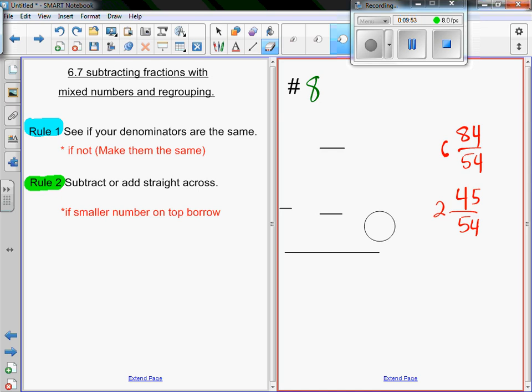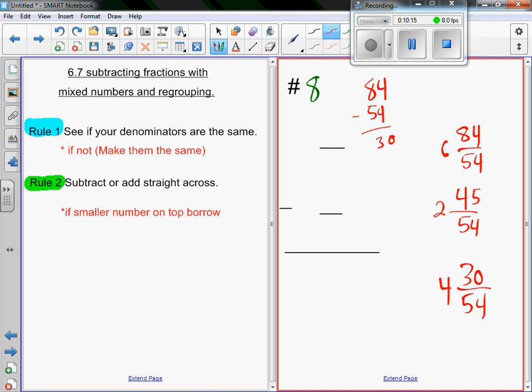Okay. Now I need to subtract 45 from 84. If I need to do that, I can do it up here. 84 minus 45 gives me 39. And then the whole numbers are easy. 6 minus 2 is 4. Now, is that in lowest terms? The answer is no. They're both even, so I know at least 2 will go into them. 2 goes into 30 15 times. 2 goes into 54 27 times.